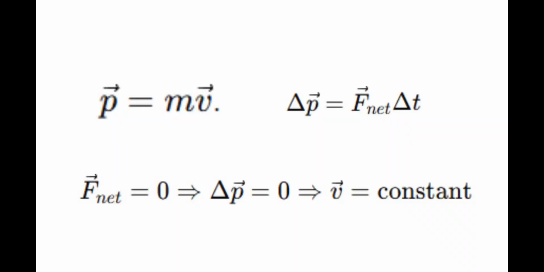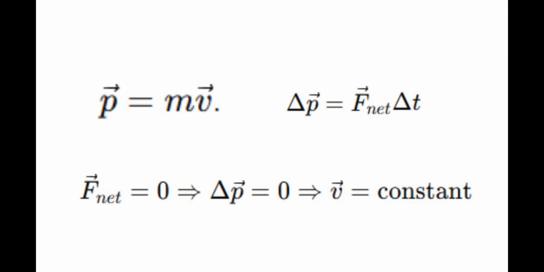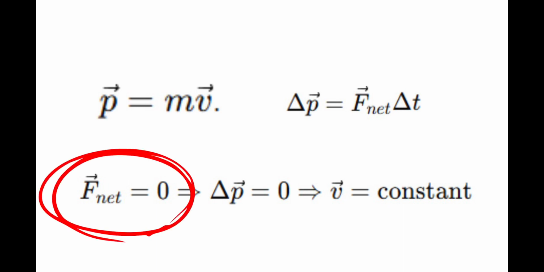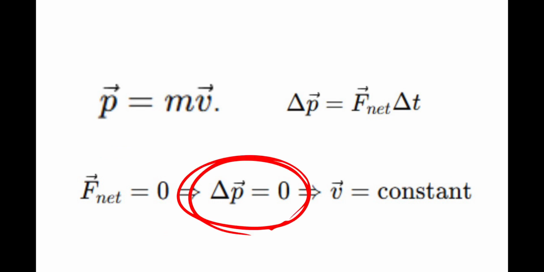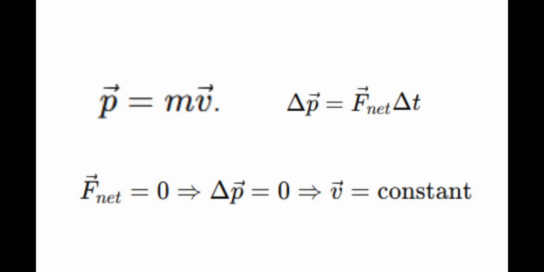For the computational model, I used the momentum principle, which is equivalent to Newton's second law. Momentum is p equals mv. If the net force is zero, then momentum doesn't change, meaning velocity stays constant. So my model assumes the cart experiences negligible net force in the x direction, producing constant velocity.